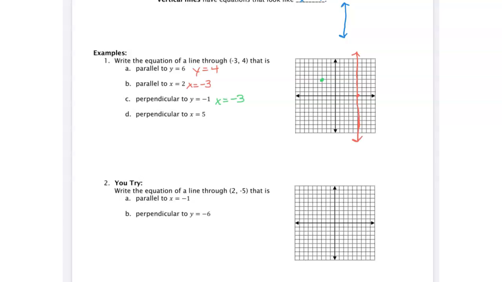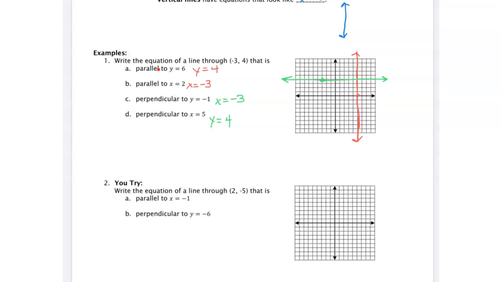And then our point here is perpendicular. The new line is perpendicular to our original line here, the red one. So therefore, we're going to draw a horizontal line because it's perpendicular to our vertical line. And this time, it crosses through the y-axis at 4. So 1, 2, 3, 4. So this would be y = 4.